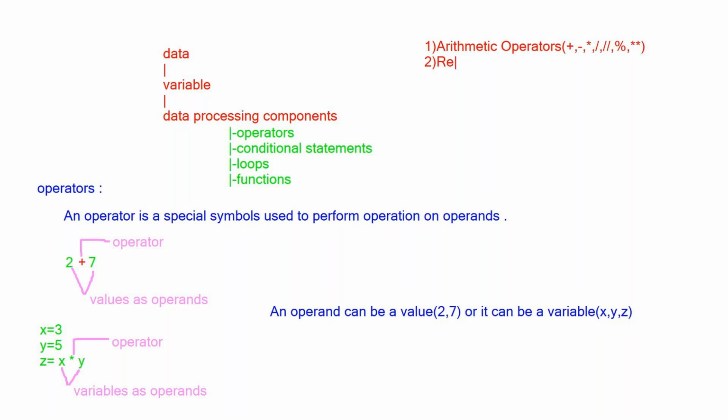Next, relational operators. Relational or comparison operators will be used for comparing one operand with another operand, for example not equals. Next, the third one, logical operators. There are some logical operators in Python called the AND operator, OR operator, NOT operator. These three are called what? Logical operators.